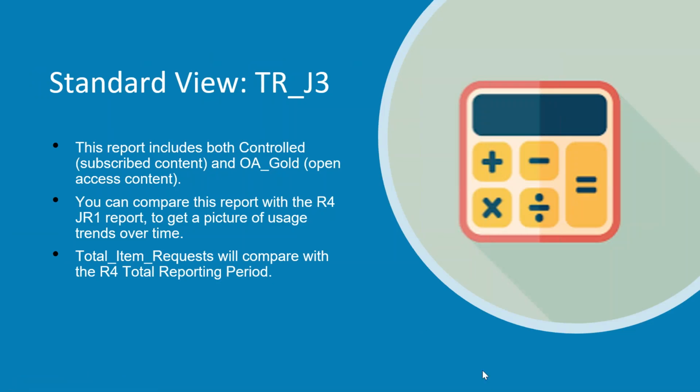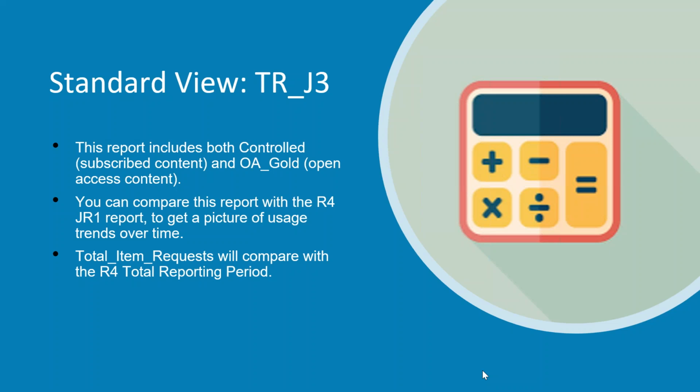Now the TRJ3 report is quite a useful report in many respects. And there has been some misunderstanding because when some people first viewed the TRJ1, they sort of got the impression that all the Gold open access usage has somehow disappeared from the reports. But that usage is there, it's in the master reports and also in the TRJ3.